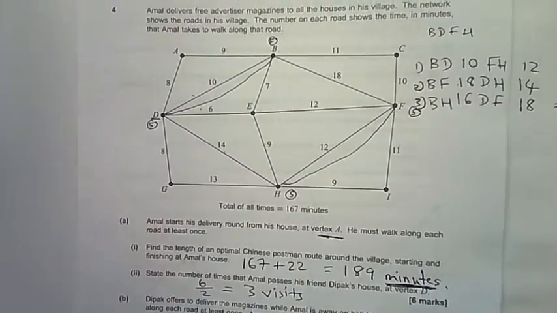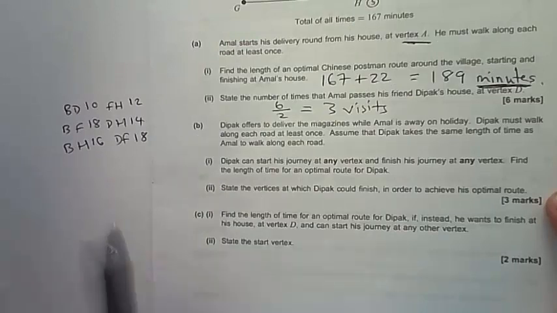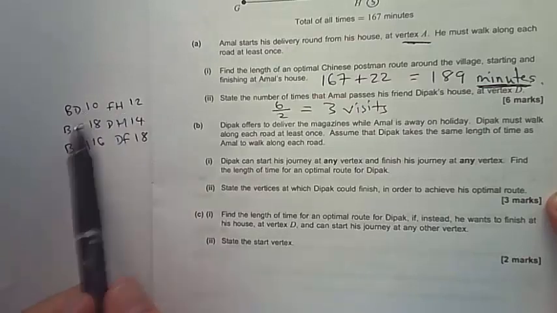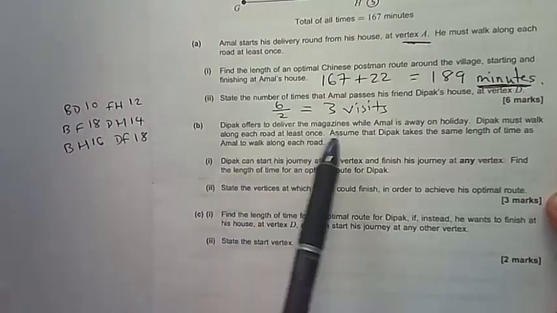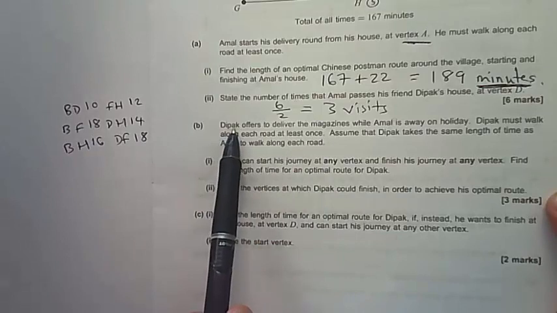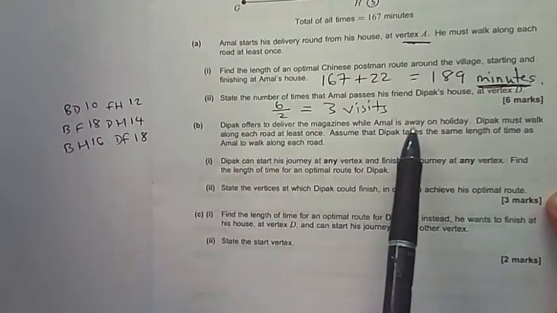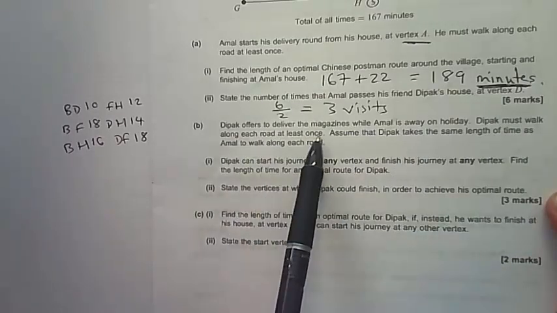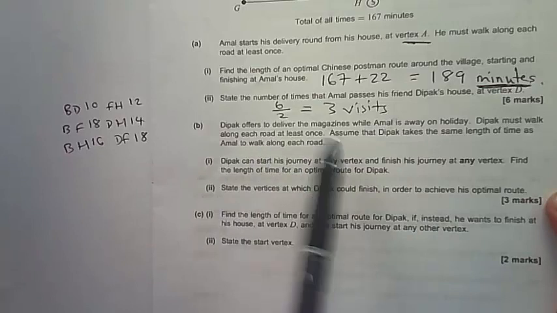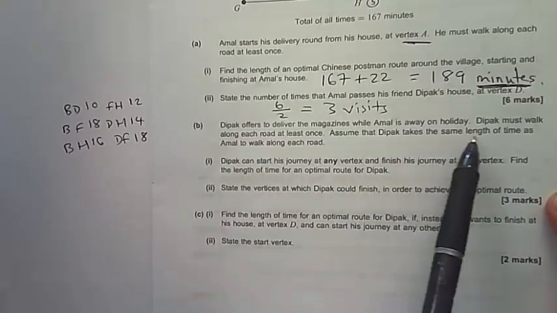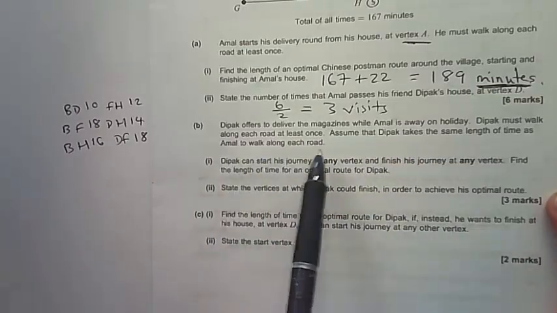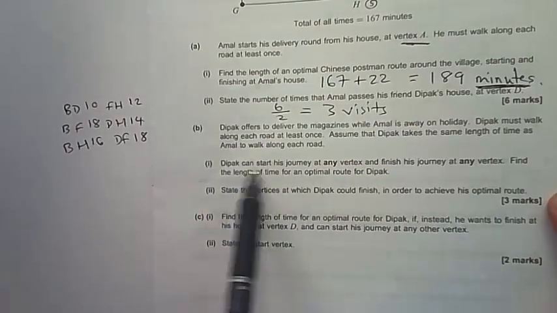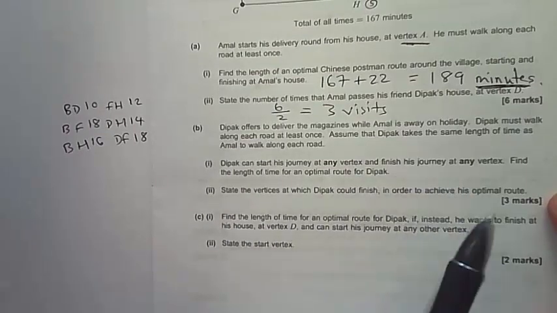For the remainder of the question, I've rewritten up here these distances because we'll now be needing them. So here it says Dipak offers to deliver the magazines while Amal's away on holiday. Dipak must walk along each road at least once, so same scenario. Assume that Dipak takes the same length of time as Amal to walk along each road. So same situation. Dipak can start at any vertex and finish at any vertex.